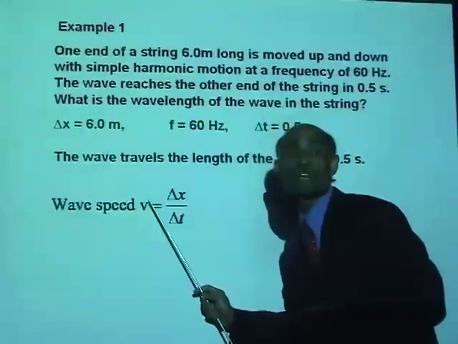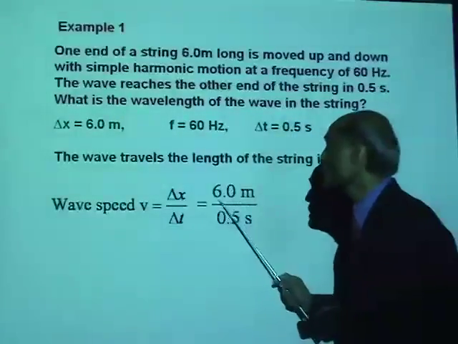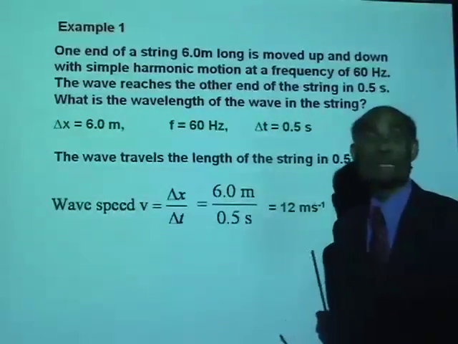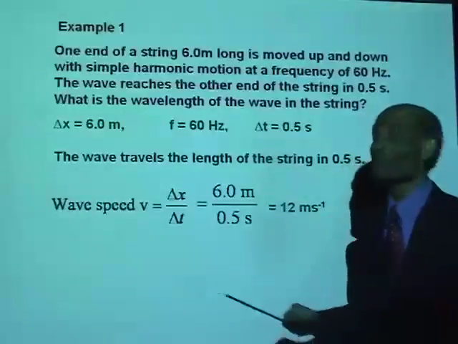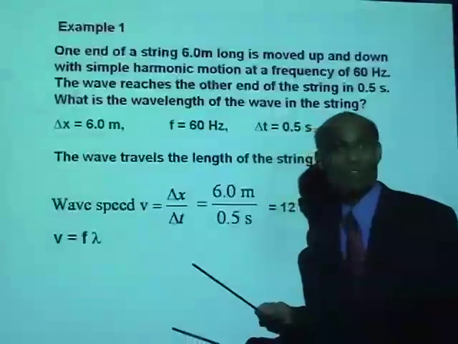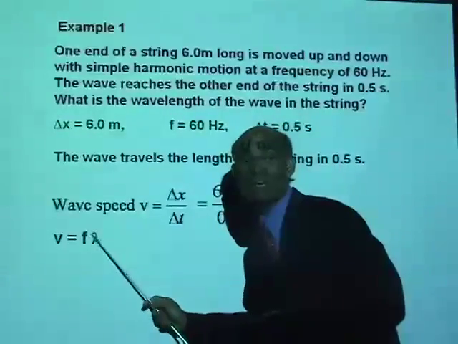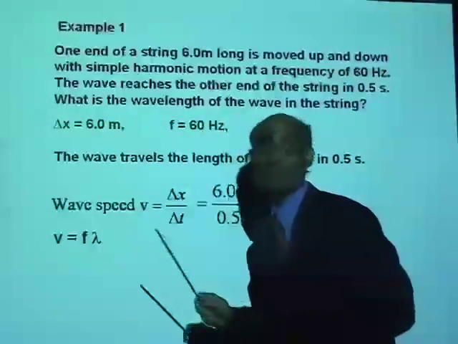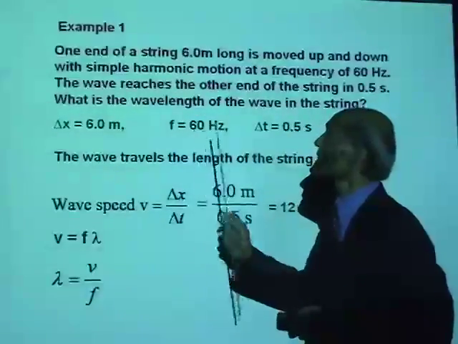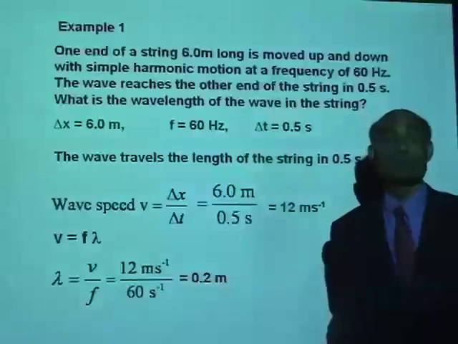Therefore, wave speed v equal to delta x divided by delta t. That is 6 meter divided by 0.5 seconds. That is 12 meter per second is the speed of the wave. Now we have the speed, we have the frequency, we can now find the wavelength. We know v equal to f lambda. Therefore, lambda, the wavelength, is v divided by f. Now, v is 12 meter per second. Frequency is 60 hertz. Therefore, lambda is 0.2 meter.